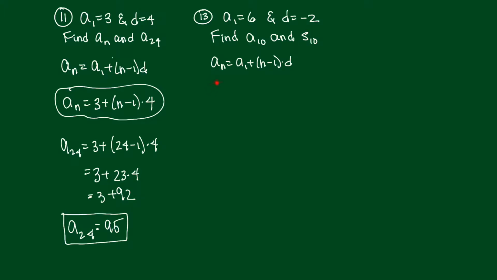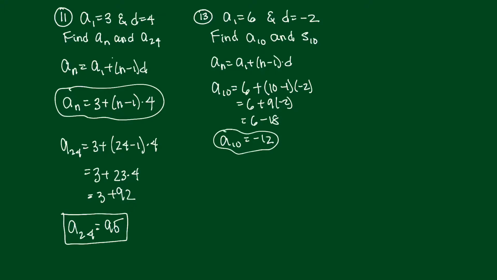So we will get a sub 10. The 10th term we're going to claim is a1, which is 6, plus n minus 1. Now, what is n here? n is the subscript. That's a 10. I'm going to put a 10 here. 10 minus 1 times d, which is -2. So we'll get 6 plus 9 times -2. We'll get 6 minus 18. Looks like -12. So the 10th term here is -12.